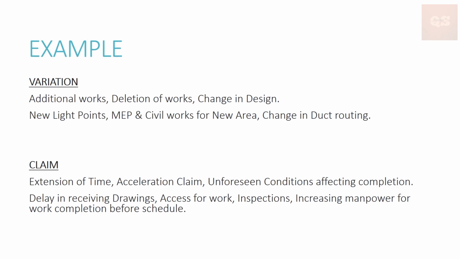And if you see the claim, it is extension of time, EOT, acceleration claim, or unforeseen conditions affecting completion of the work. Sometimes there will be delay in receiving drawings or access for work, inspections. Then for acceleration works, there might be a requirement by the employer for increasing manpower for completing the work before schedule. For that, the contractor will need to get additional manpower, and they will be claiming the amount, because as per their normal planning, the number of manpower required will not be that much. So for that additional manpower, the claim will be submitted by the contractor.